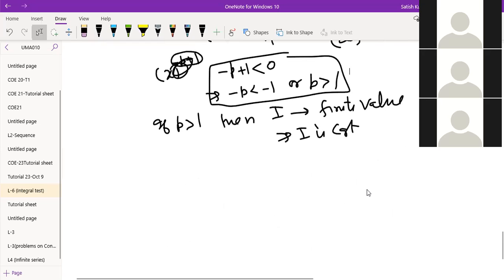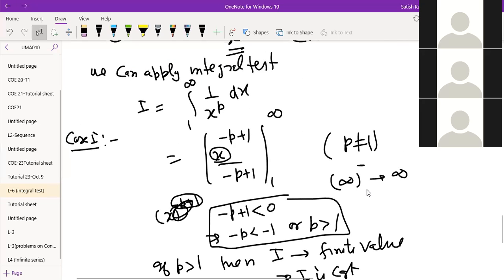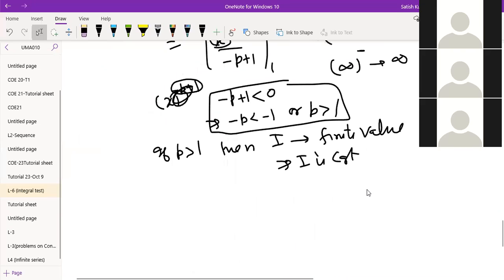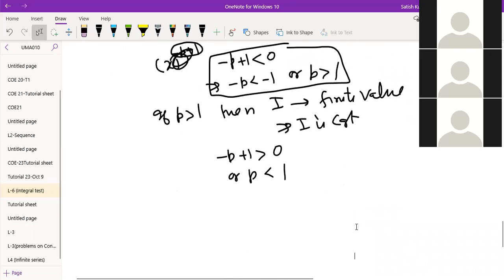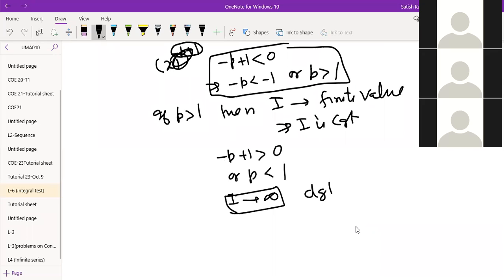Now the second case, if this minus p plus 1 is greater than 0, or p is less than 1, between 0 to 1, p greater than 0. If p is less than 1, in this case this term will be positive, x is infinity and infinity power positive means it is going to be infinity. So in that case this integral I is moving towards infinity value, so that means it is divergent.